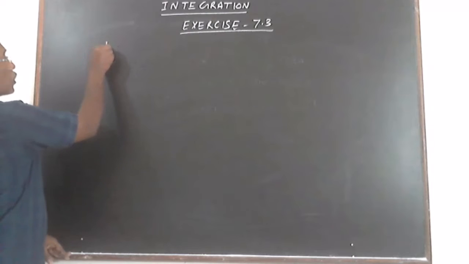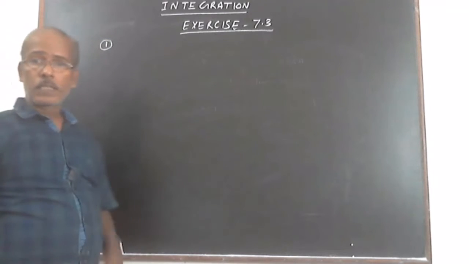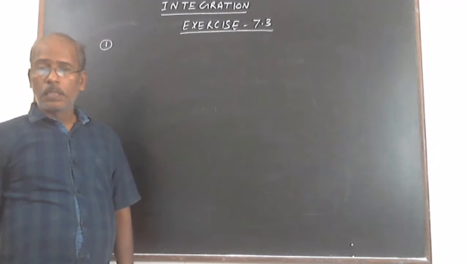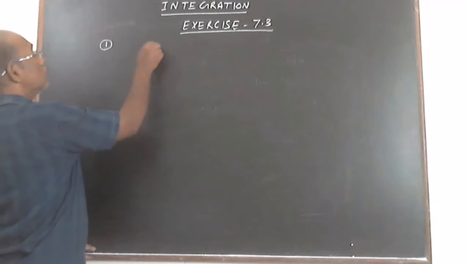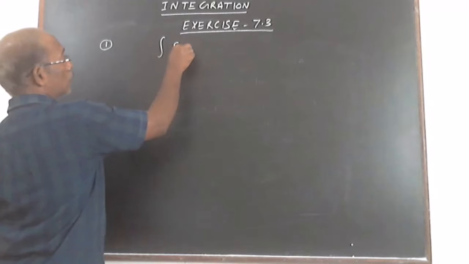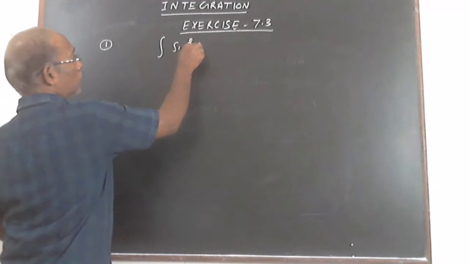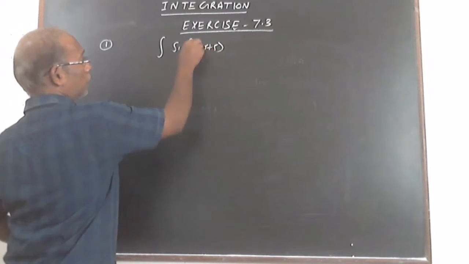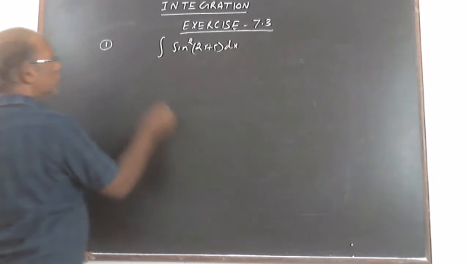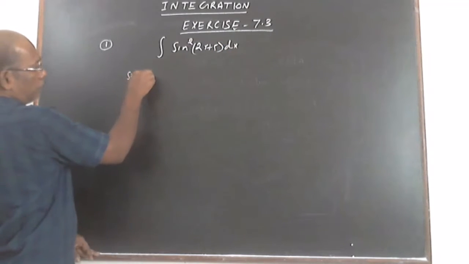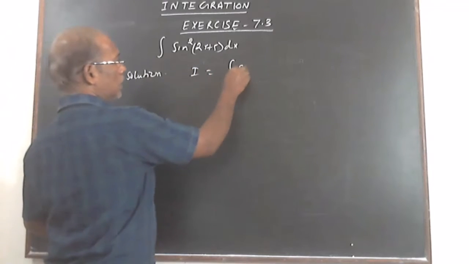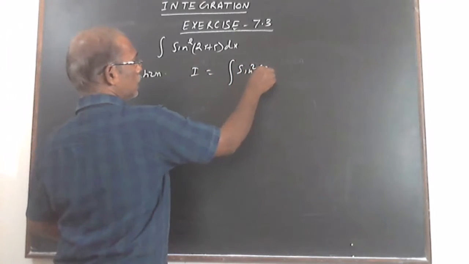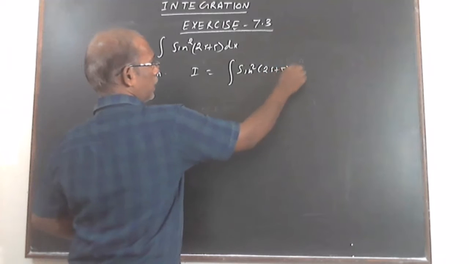Let us start with question number 1 of exercise 7.3. Integrate sine square (2x plus 5). Integral of sine square (2x plus 5). And solution: I equals the integral of sine square of (2x plus 5) dx.